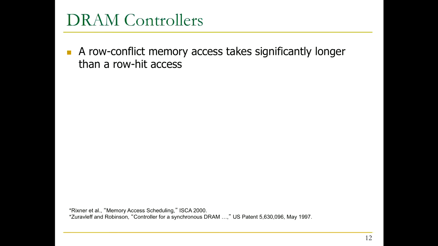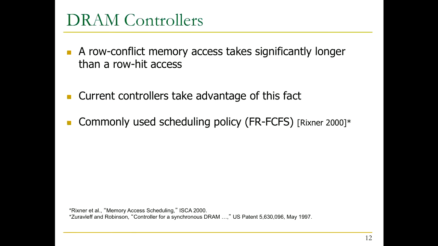Make sense? So now you understand perhaps the unfairness that's coming. So basically, a row conflict memory access takes significantly longer than a row hit access. And current controllers, as I just said, take advantage of this fact. This is a very commonly used scheduling policy. It's actually older than this 2000 paper. It's called FRFCFS. You don't need to worry about the acronyms here. But basically, they prioritize row hit memory accesses first. If an access is to a location that's already in the row buffer, it's prioritized immediately.